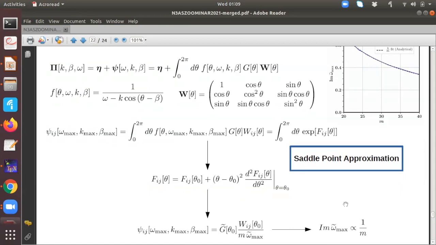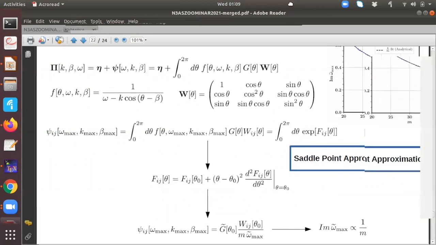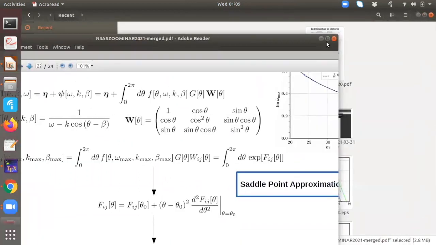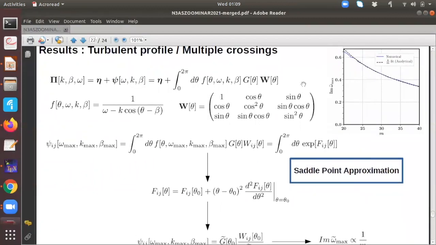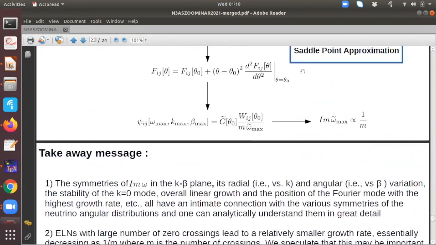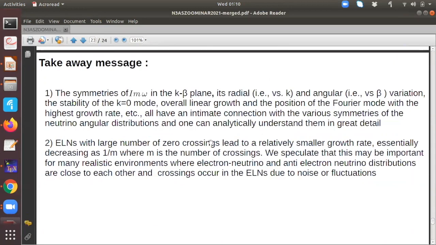This says that if the angular distribution of neutrinos has a large number of crossings, the linear growth of such systems will be highly suppressed. And we find good agreement with our analytical result: when we solve this system using our dispersion relation solver and fit with the 1 by m formula, we see a good prediction from our formula. This is an important result, which says that ELNs with a large number of zero crossings can lead to a relatively smaller growth rate.